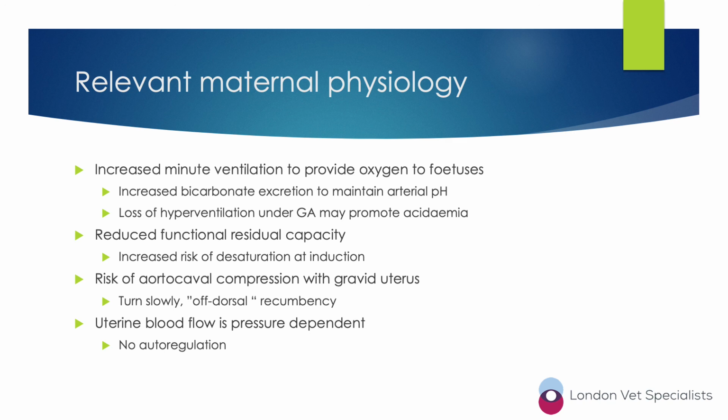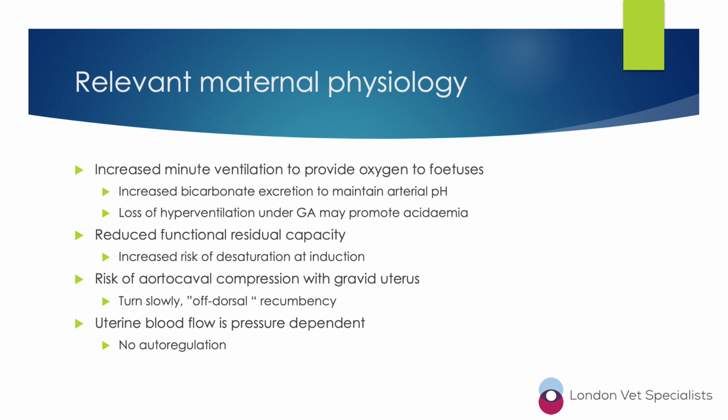Because of the pressure on the chest by the gravid uterus, we have a reduced functional residual capacity, and these patients are at increased risk of desaturation at induction, so pre-oxygenation is important. Turning them onto the back with the gravid uterus can cause compression of the vena cava, so you may want to consider a slightly off dorsal recumbency, so when they're tipped very slightly to one side, just so that the uterus doesn't fall completely on the great vessels in the dorsal abdomen.